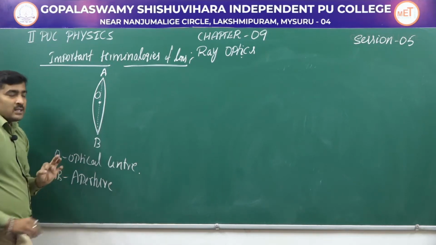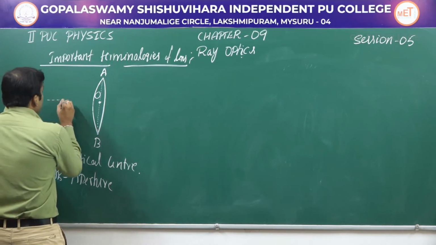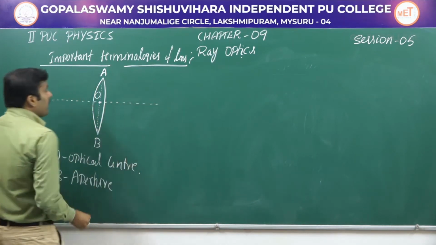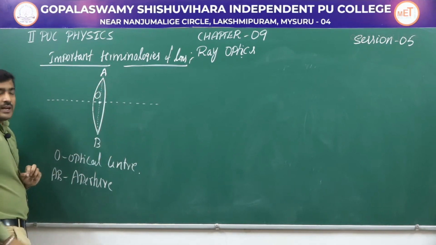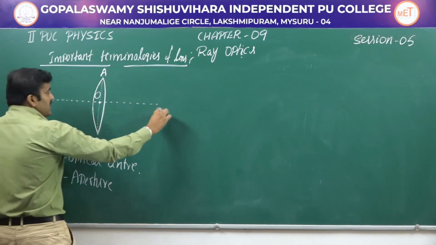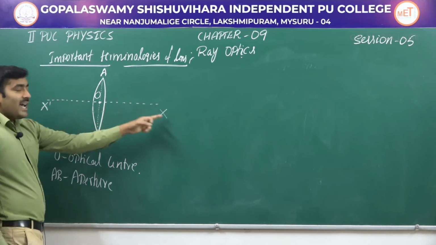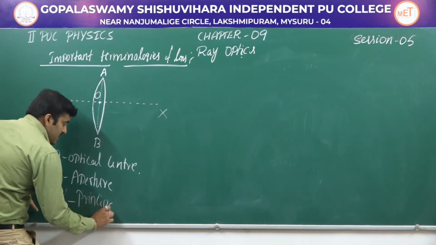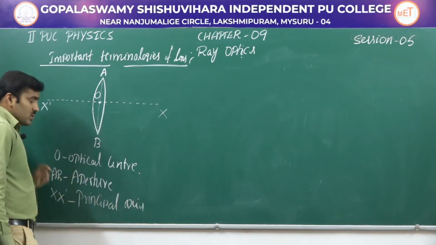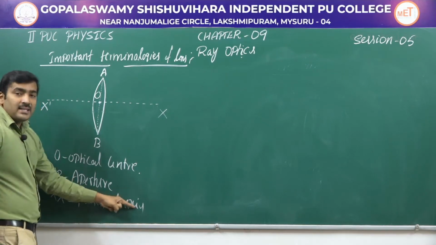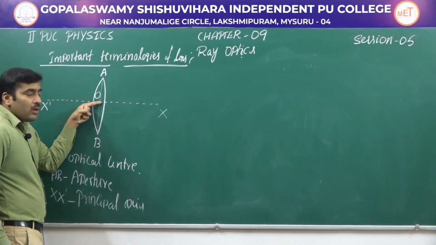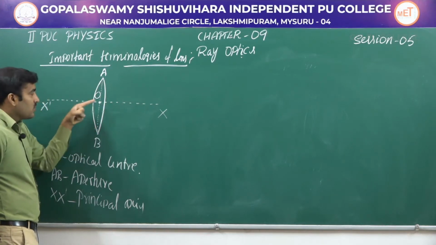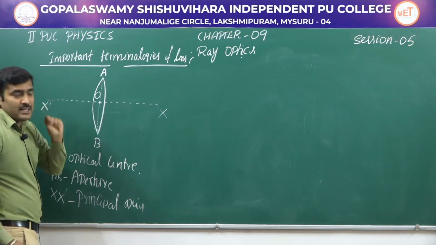Fine. Next, let me draw an imaginary line which is passing the optical center and perpendicular to the aperture. Correct? Let us name this as X'X, and this X'X is called a principal axis. Principal axis. So what is principal axis? A principal axis is an imaginary line passing through the optical center perpendicular to the aperture. So this is called a principal axis.